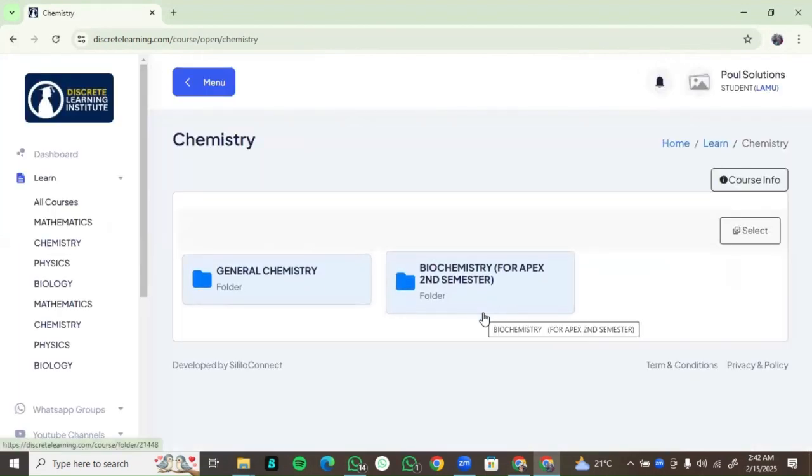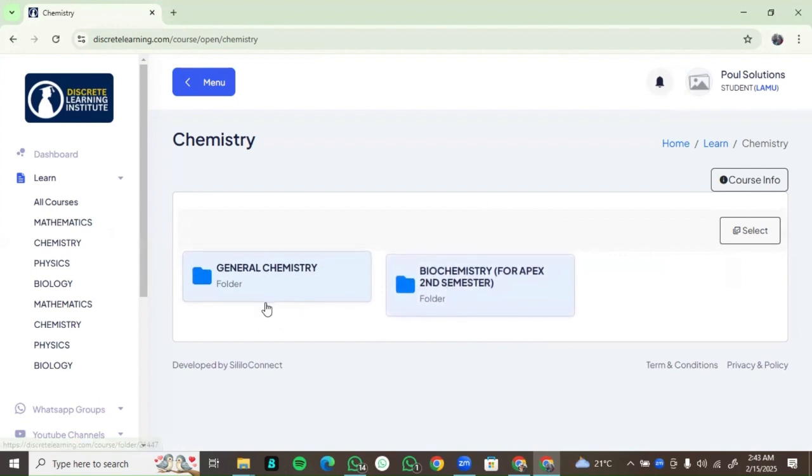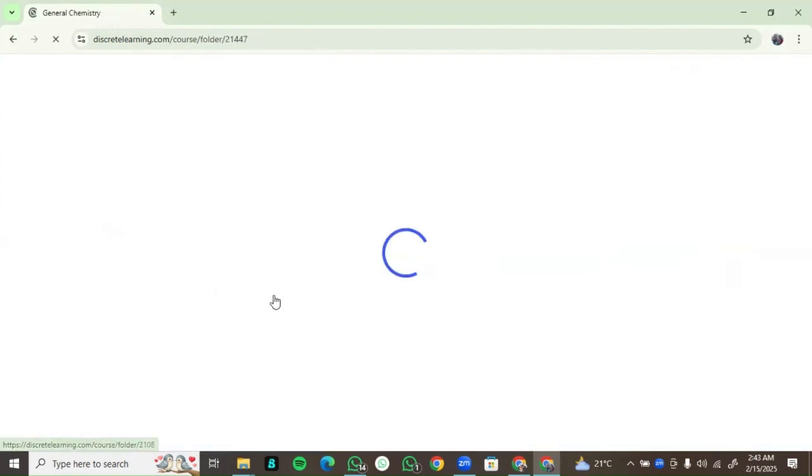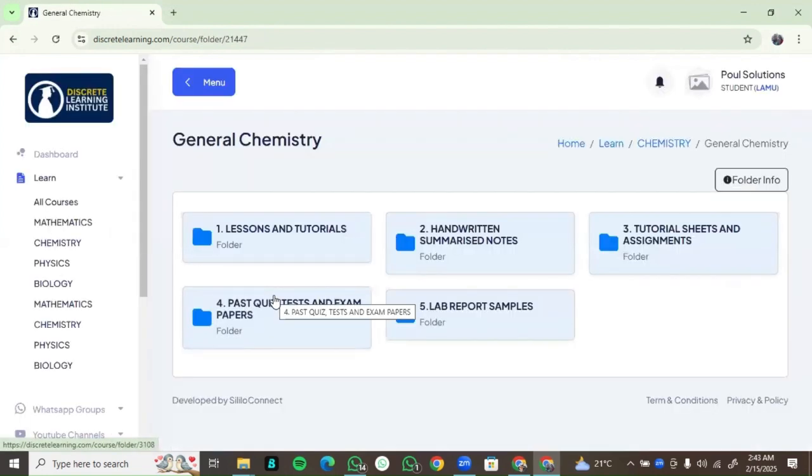There's general chemistry and biochemistry for Apex second semester. If you're from Apex second semester, you go here. But if you're from any other university, just click on general chemistry. There you're going to find four folders: lessons and tutorials, handwritten notes, tutorial sheets, past papers, and lab report samples.